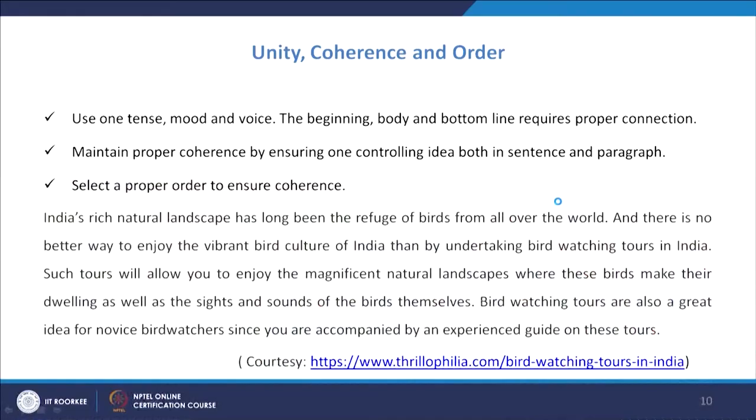Now, you can find here one paragraph which I have taken from one website, which says, India's rich natural landscape has long been the refuge of birds all over the world, and there is no better way to enjoy the vibrant bird culture of India than by undertaking bird watching tours in India. My dear friends, you will find the writer, in order to make his reader glued to this paragraph, uses not only simple language, but he provides a sort of coherence. He also provides a sort of order, as he says, such tours.